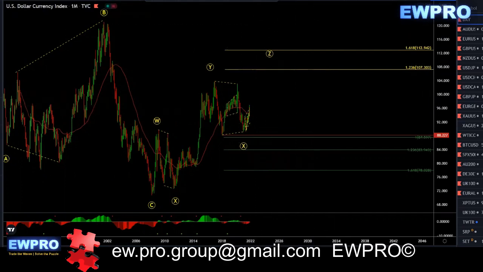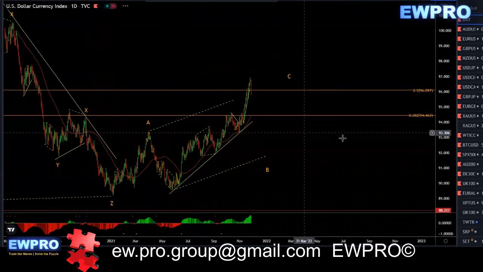Starting with the DXY, I'm going to start with the monthly because you'll see when I get down to the daily. On the monthly, I'm looking at WXY, X2, and then a Z up. Now this is a contracting flat. We sort of have that. We haven't crossed up here yet, but I'm starting to think we're in this Z up because of what's happening on the daily. So I just want to show you that. We're targeting the 123.6 and the 161.8 as your targets on the monthly.